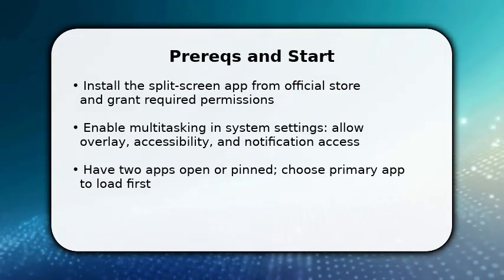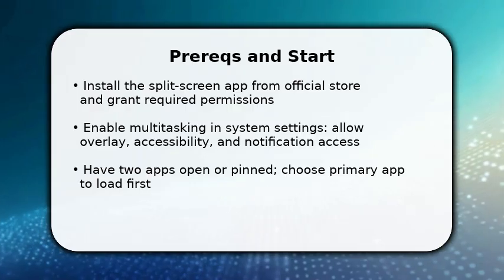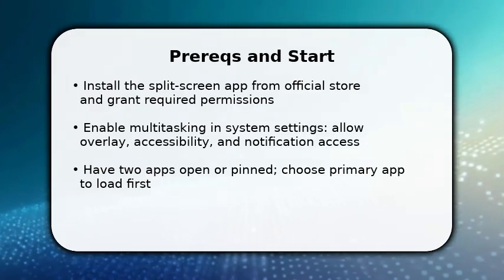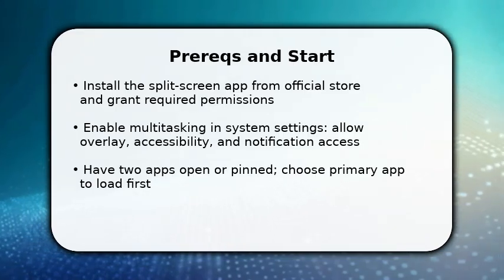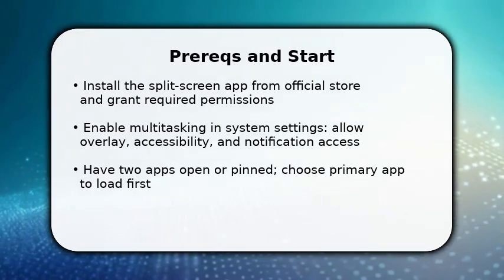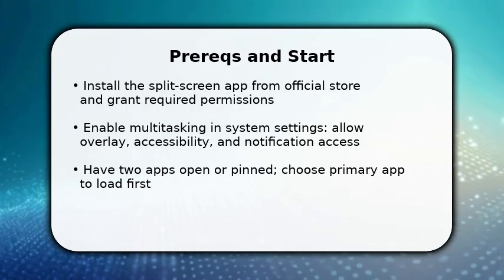You should have the app installed and permissions granted. Once done, open the first app you want on screen. Tap the split screen icon or swipe gesture to dock it to the top or left. Make sure overlays are enabled so the second app can appear.